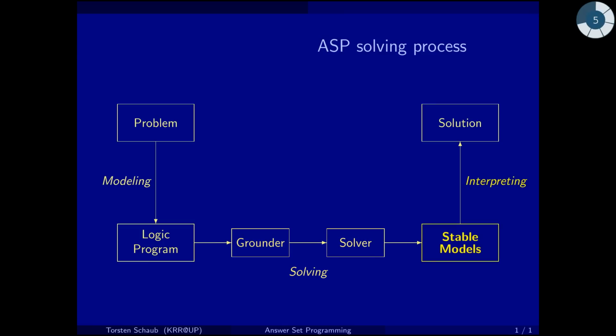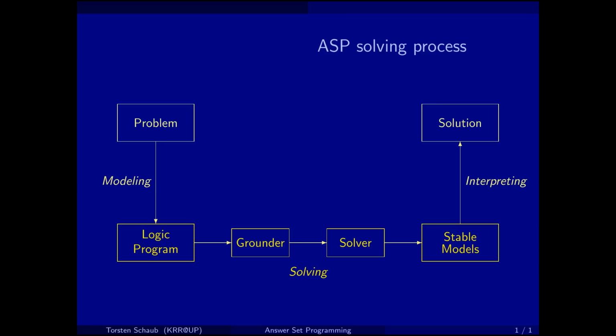original program. So we start by modeling the problem as a logic program. We then eliminate all first-order variables by a grounder. We solve the propositional program by computing all stable models of the original program.